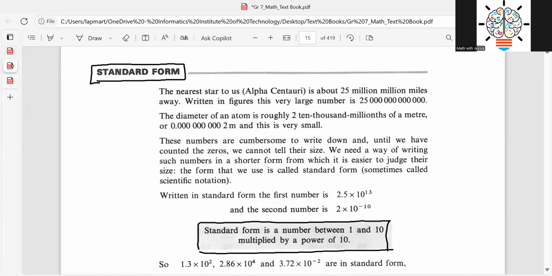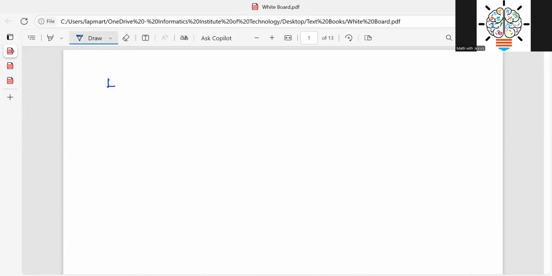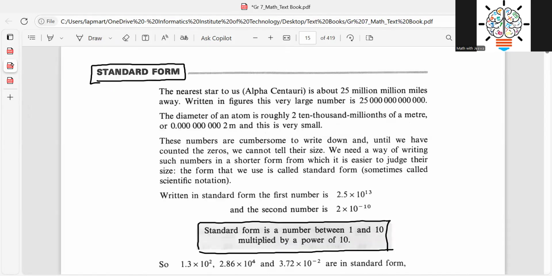If I just write 423, that's an ordinary number. If I write 0.025, that's also an ordinary number. So an ordinary number can be a whole number or a decimal. The standard form is another version of the same number. Today we are going to learn what ordinary numbers are and what standard form numbers are.